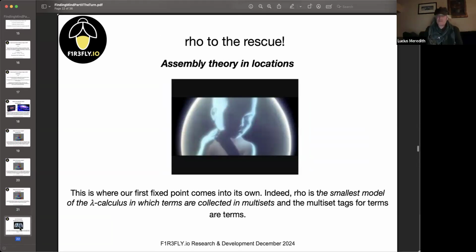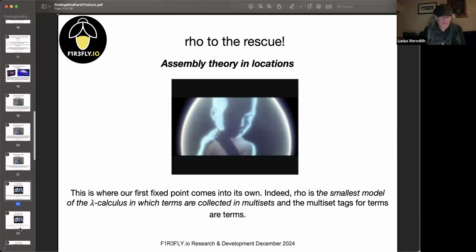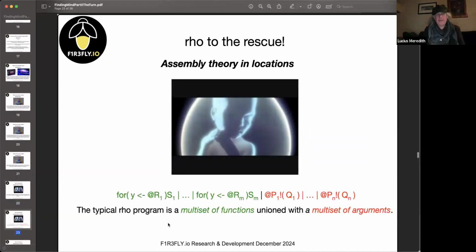This is where our first fixed point comes in. Rho is the smallest version of the lambda calculus in which terms are collected in multisets, and the tagging infrastructure for the multisets are just rho terms. So let's make that crystal clear. A typical rho program is a multiset of functions unioned with a multiset of arguments, where the tags for the multisets are just terms, rho terms.